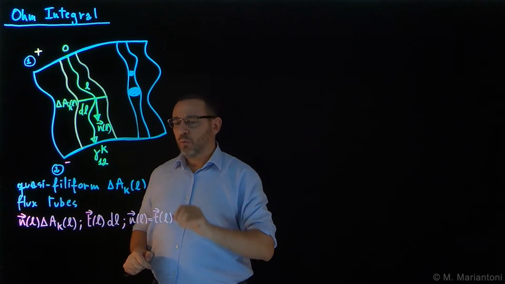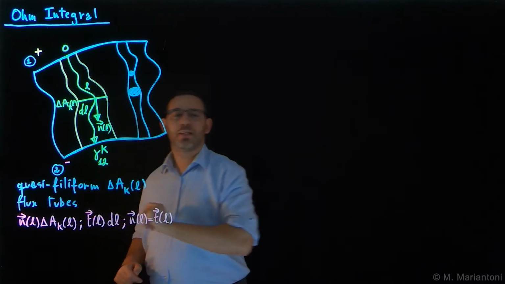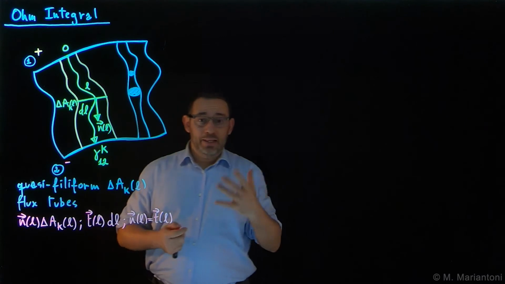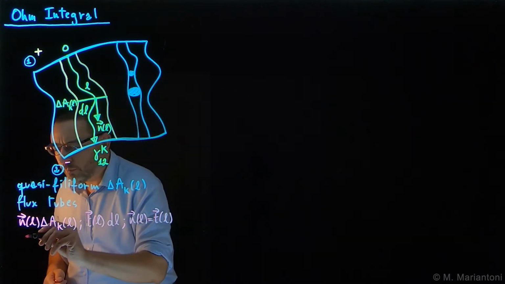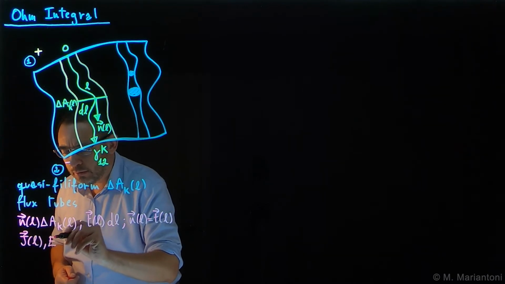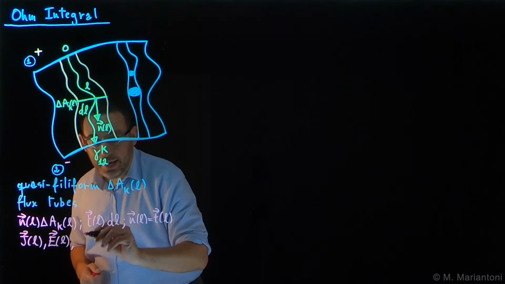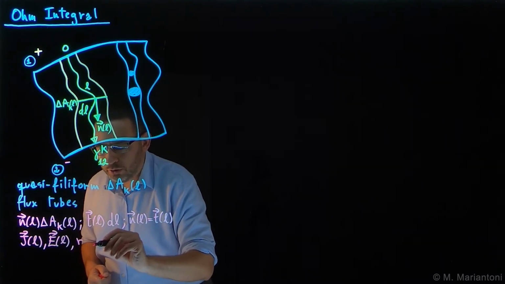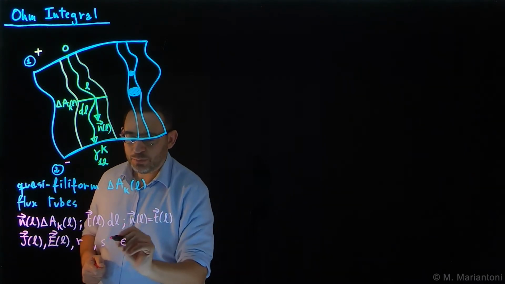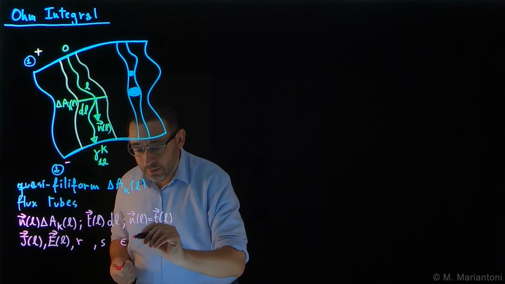So, with this in mind, we now want to use the fact that these are quasi-filiform flux tubes. What is the implication of having a quasi-filiform flux tube? Well, if I have a current density J at point l, or an electric field E at point l, similarly, I can have a resistivity R or a conductivity S. All these quantities, and I leave some space here, you will see in a minute why, they have to be the same.